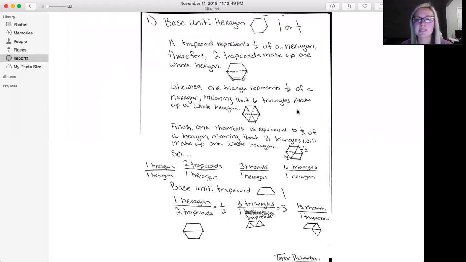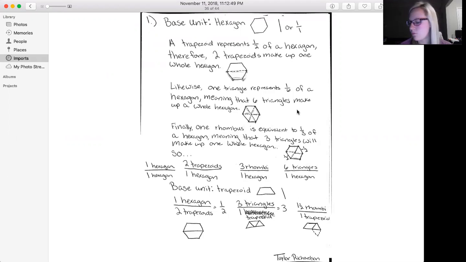And so first we see the base unit is the hexagon, and that there's one hexagon there. And so we're going to see how many trapezoids can fit into one hexagon. And so we can see by the picture I've drawn that 2 trapezoids can fit into one hexagon. And so one trapezoid represents 1/2 of a hexagon.